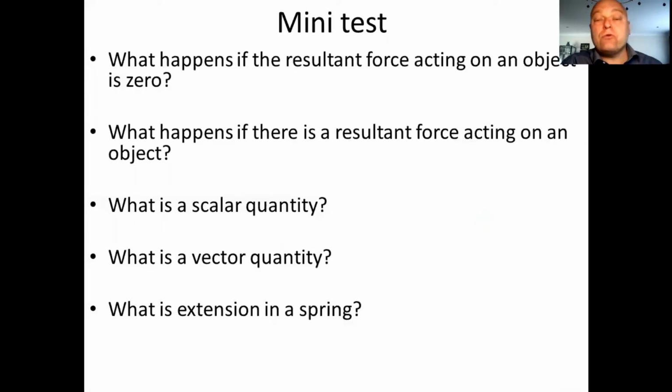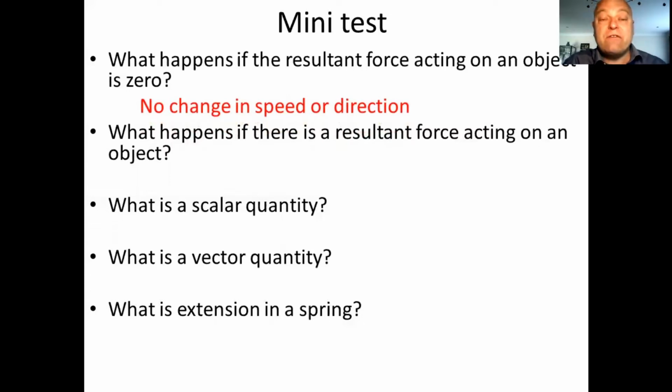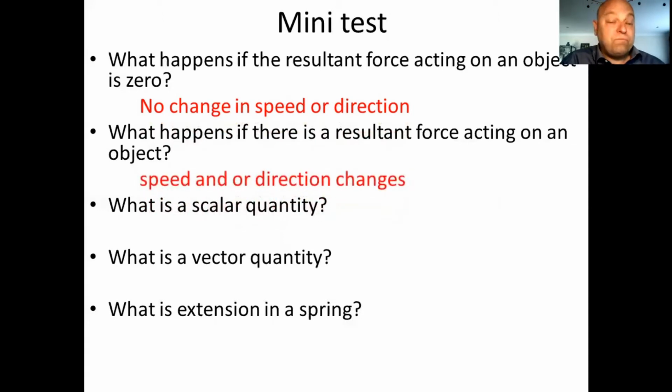What happens if the resultant force acting on an object is 0? The answer is there is no change in speed or direction. Do remember you can have a speed of 0. So if the forces on you are balanced and you are stationary, you stay stationary. What happens if there is a resultant force acting on an object? You get a speed and or a direction change.